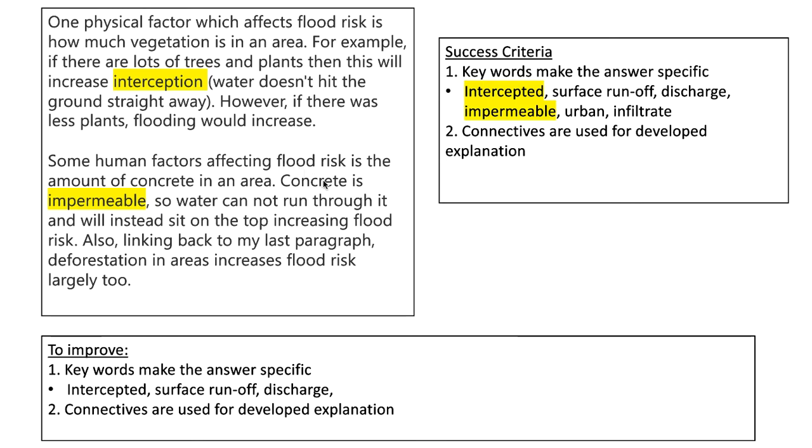Same here with the second one. You're talking about concrete being impermeable so the water can't run through it and will instead sit on top, increasing flood risk. Yeah, I can tell you've really got the key idea here. But instead of saying the water will sit on top, you need to say there will be an increase in surface runoff. And a way that you can remember to do that is by using connectives to keep explaining your answer. So you've used so there, but you need to use another connective to make sure you're explaining it in detail.